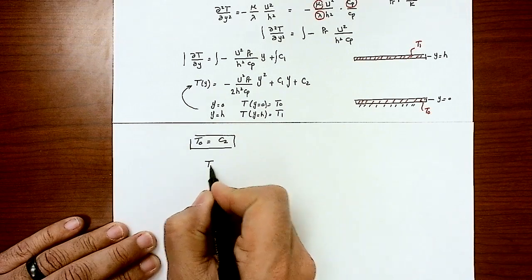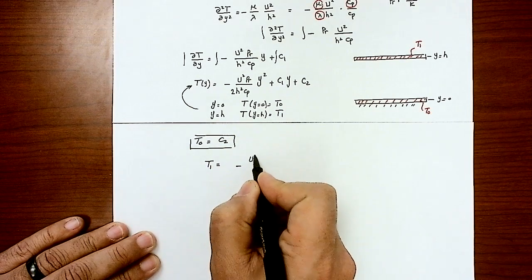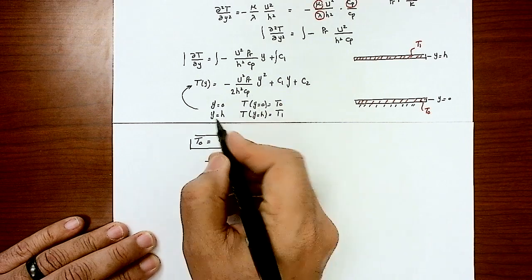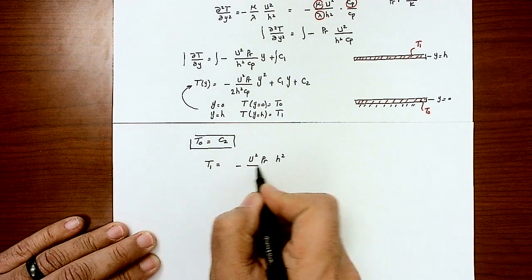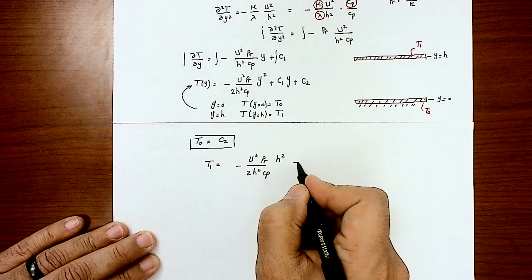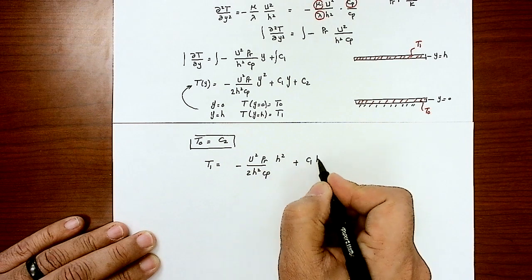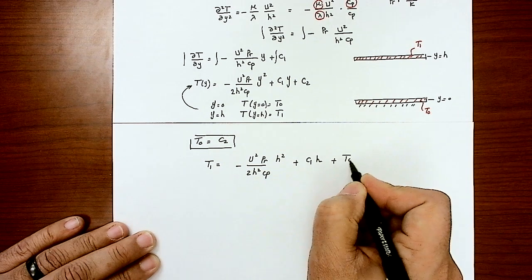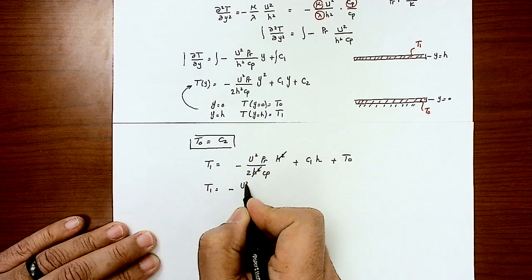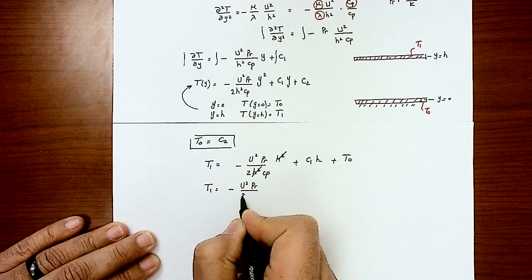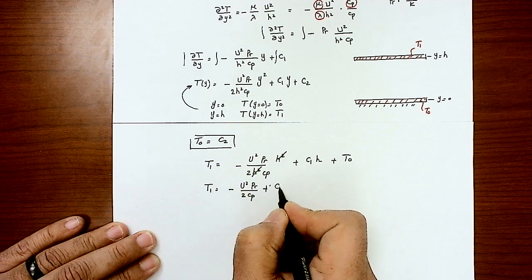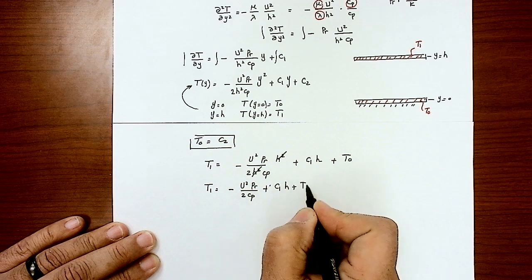I will call T1 equal to minus U square, Prandtl number. Then this is going to be H square because I take Y equal H, divided by 2 H square CP, plus C1 H plus C2, which is T naught. H square will cancel out. So T1 equals minus U square, Prandtl number over 2 CP, plus C1 H plus T naught.